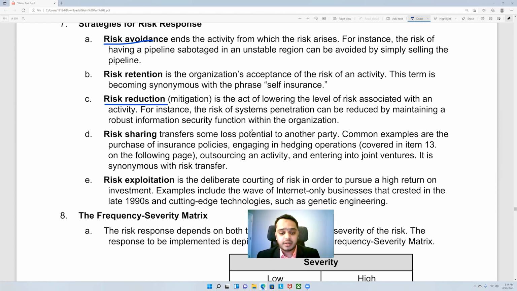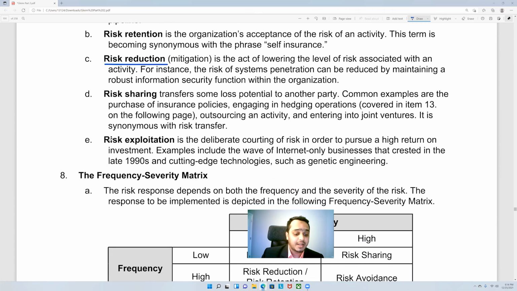Then risk sharing: transfer the risk of potential loss, have a few partners into it, have shared insurance policies taken, so that you can share the risk if a problem is going to come in. Then comes risk exploitation, deliberately taking on risk in order to pursue a high return on investment. Examples include the wave of internet-only businesses that crested in the late 1990s and cutting-edge technologies such as genetic engineering. So with that risk, what did happen?